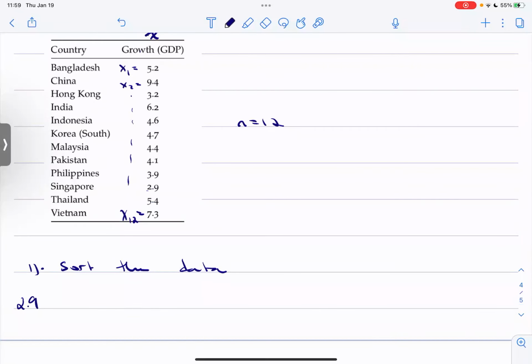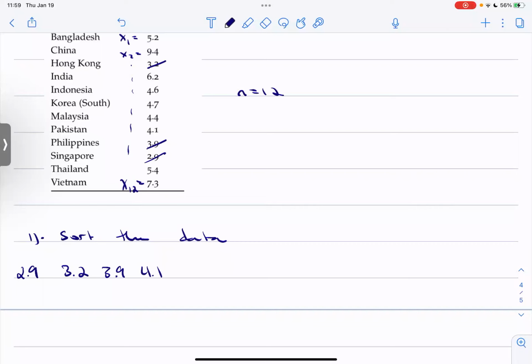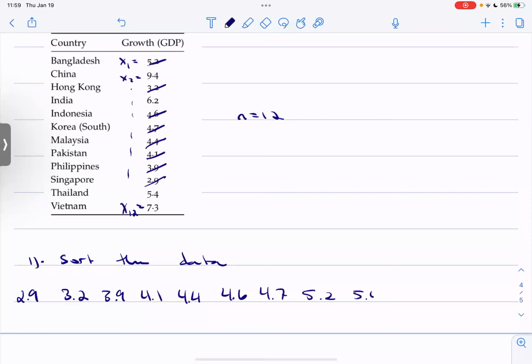I see 2.9, and I'm also looking at my notes here. 2.9, and then I have 3.2, 3.9, 4.1, 4.4, 4.6, 4.7, 5.2, 5.4, 6.2, 7.3, and 9.4. 1, 2, 3, 4, 5, 6, 7, 8, 9, 10, 11, 12.